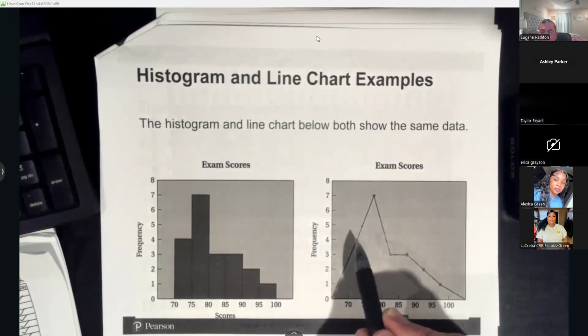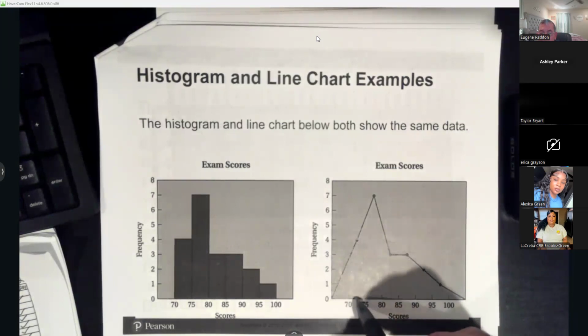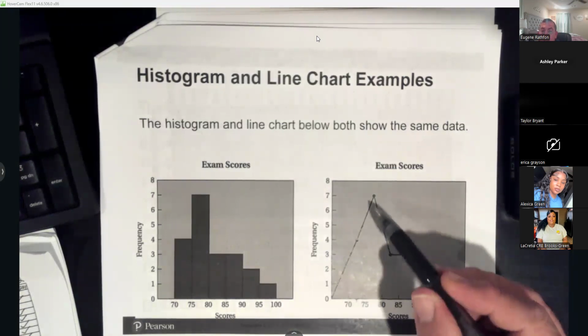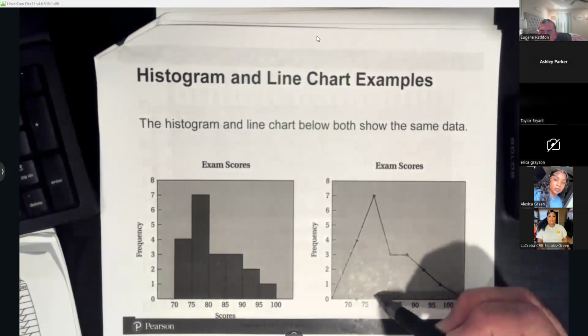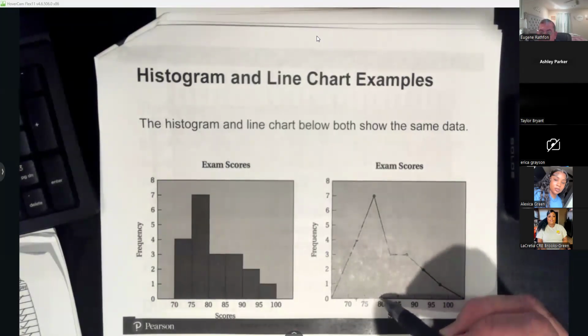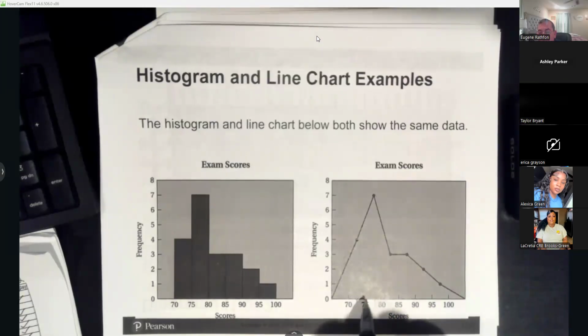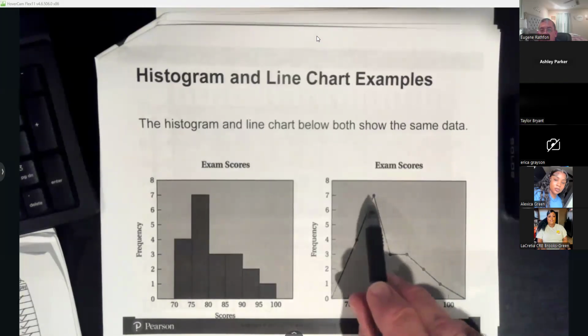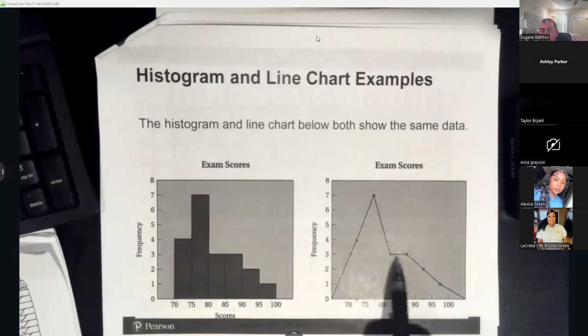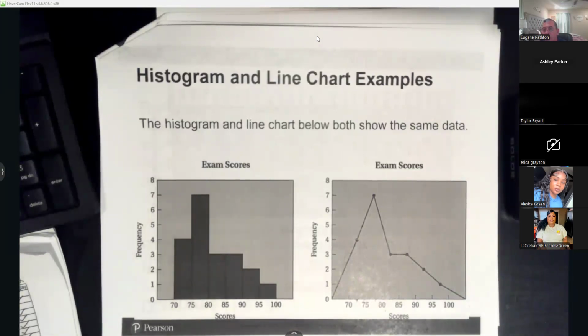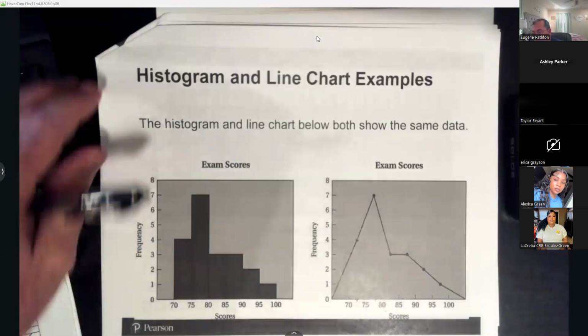So this dot's at 4, so that means 4 tests were between 70 and 75. This dot is at 7, and it's above the 75 to 80. So they put the dot in between the two numbers at the height it occurred. Okay? So remember, these two were the same at 3 each. So between 80 and 85, 85 and 90, both of them were 3. Then we had 2, 1, and down to nothing. So y'all, that's sort of the difference between your histogram and your line charts.